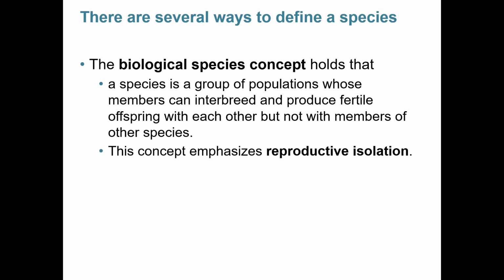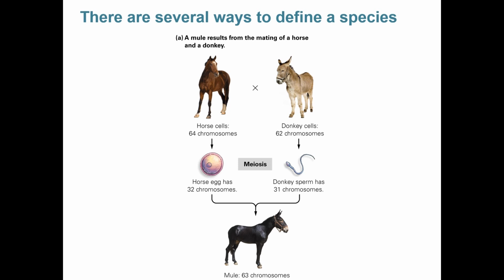The classic example of this is the mule. For example, horses and donkeys are able to mate, but they have different chromosome numbers. This means that when they mate, they produce an organism, a mule, that has an odd number of chromosomes. These chromosomes cannot pair properly during meiosis, so the mule is sterile. This is used to emphasize the fact that horses and donkeys are different species. However, that's not always the case. Sometimes hybrids are not sterile.